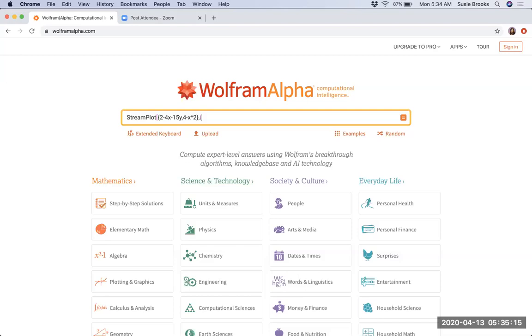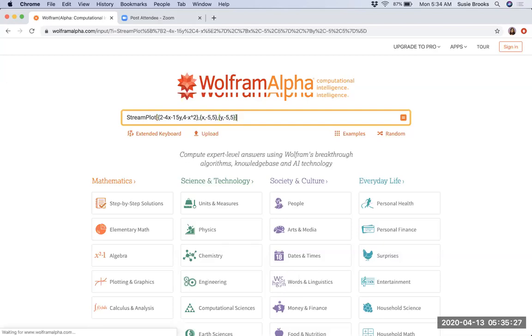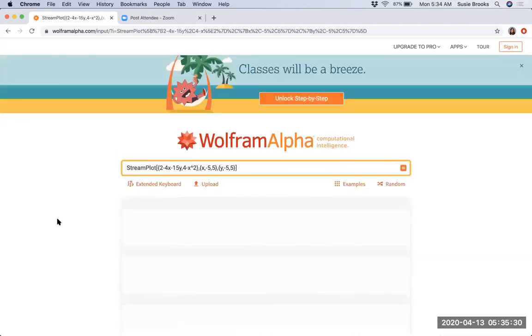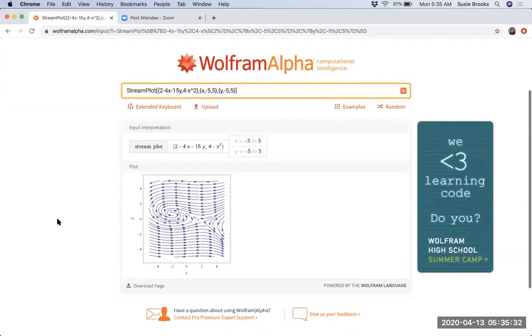So now I'm going to say output a plot for x from -5 to 5, and output the plot for y from -5 to 5. And then close off your square brackets, hit return, and you can see this beautiful output that it's going to give.